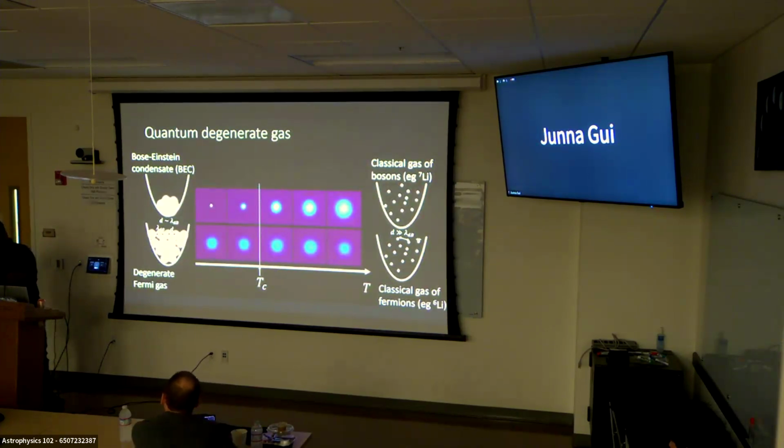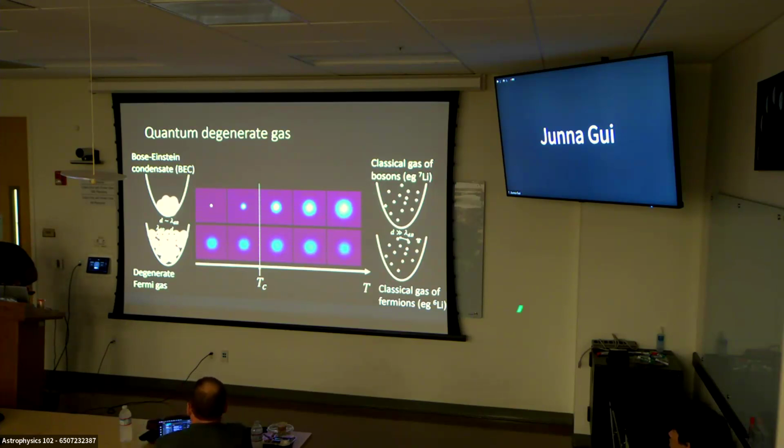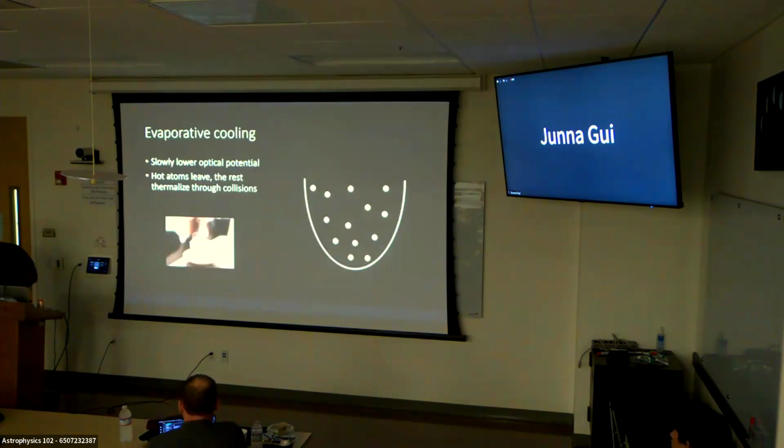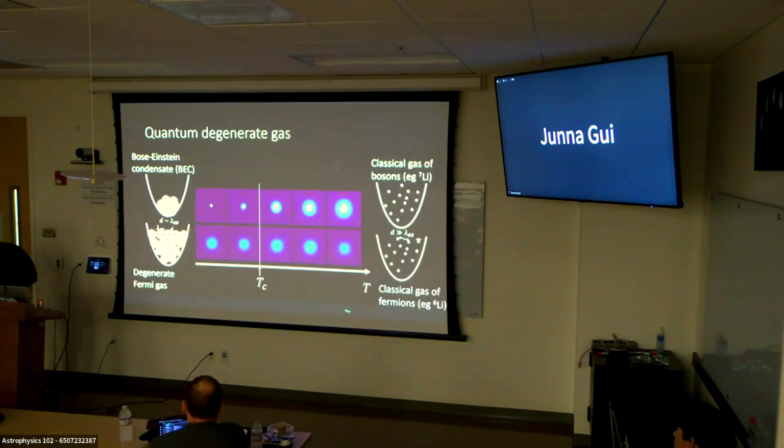And so here are some images of this process happening in a real experiment. I actually meant to put the credit from the Zwierlein group. This is also a picture from the Zwierlein group. I have two cases, right? I can have a classical gas of bosons. For me, that will be lithium-7, or a classical gas of fermions. For me, that will be lithium-6. We have both in the experiment.